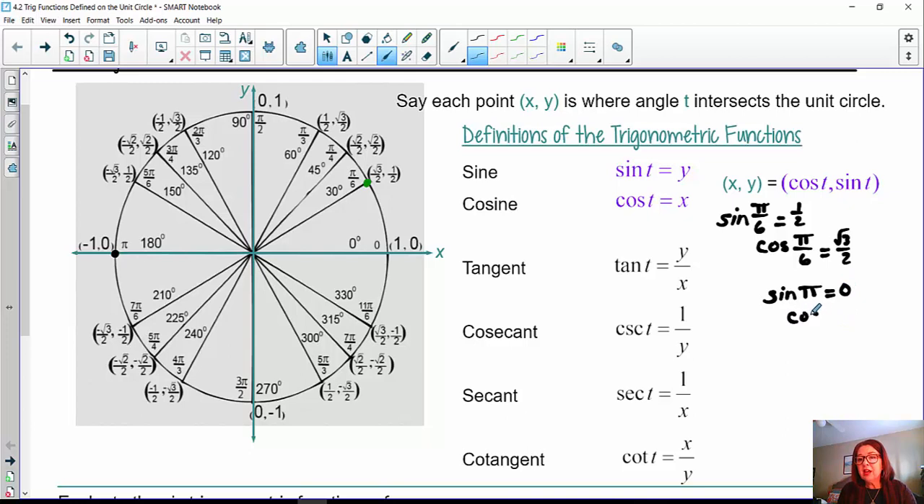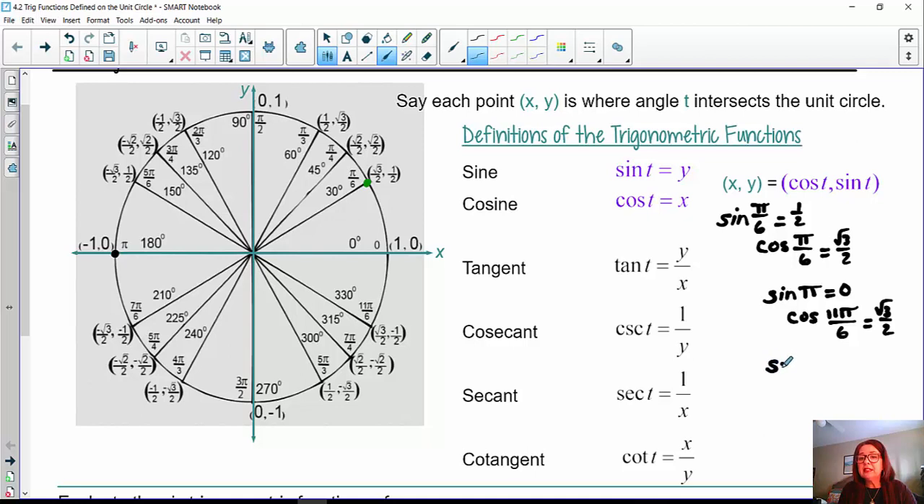Let's say we had to find the cosine of 11 pi over 6. So we go to 11 pi over 6. We're going around our circle. And the cosine of 11 pi over 6 is the x part of the ordered pair, which would be square root of 3 over 2. This is not limited to positive angles. We could look at negative angles.